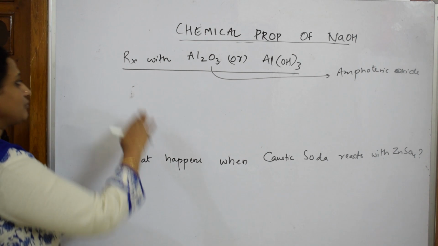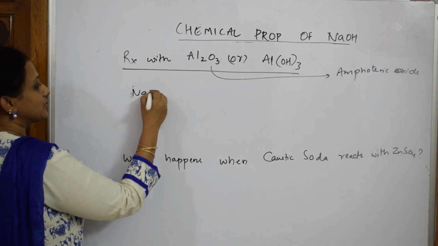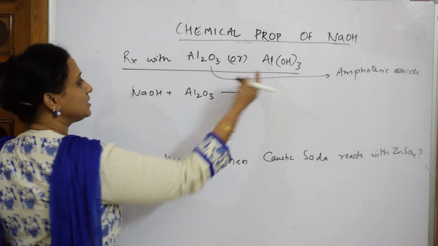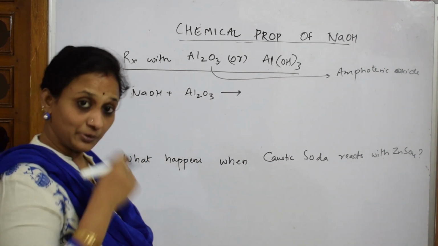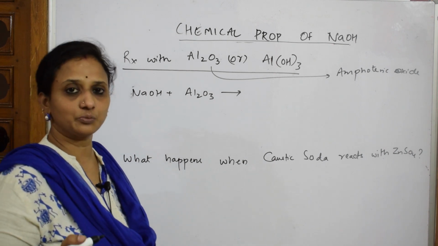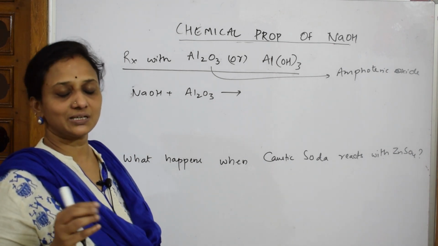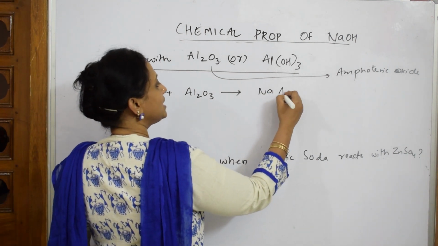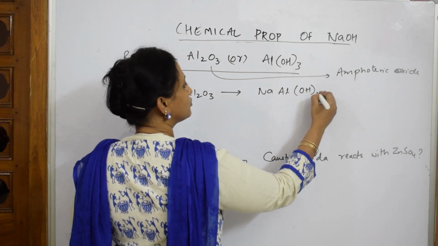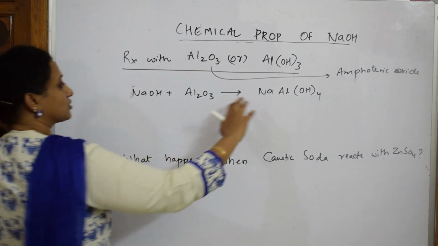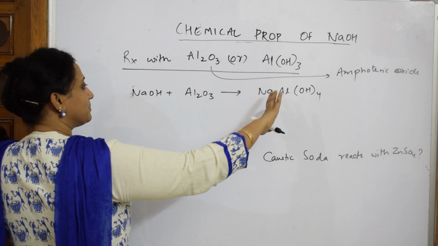Now let's see. We are going to take a base, sodium hydroxide, and combine it with alumina, Al2O3, or even aluminium hydroxide. Right, and now here it's going to form a compound. An amphoteric oxide, as I said, combines with both. When it combines with the base, it's going to form a salt. What is that salt? The salt is NaAl(OH)4. Right, fine. So this is your complex salt.